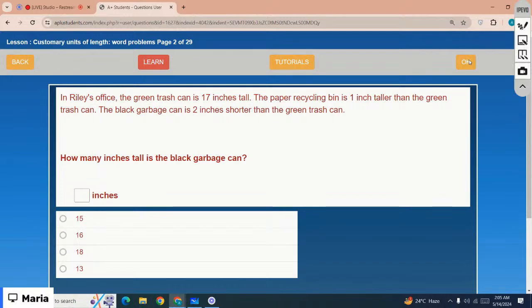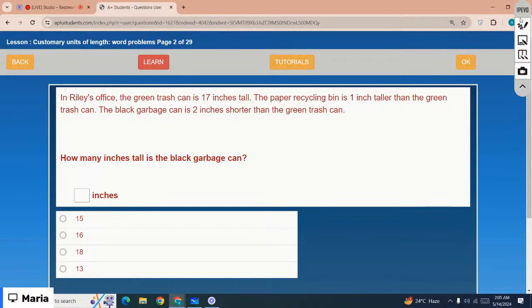Okay, in Relay's office, the green trash can is 17 inches tall. The paper recycling bin is 1 inch taller than the green trash can. The black garbage can is 2 inches shorter than the green trash can. So how many inches tall is the black garbage can? You have to find the length of the black garbage can, right?